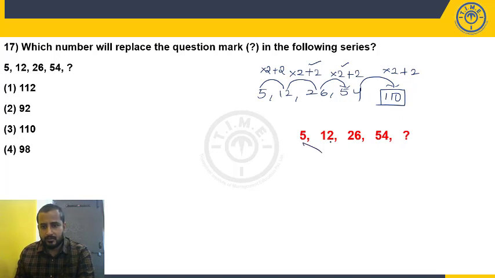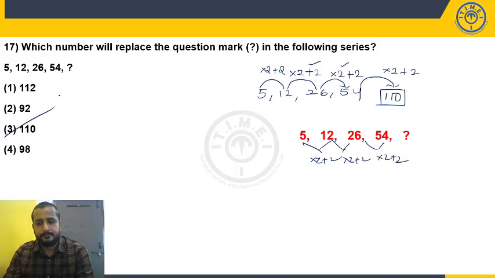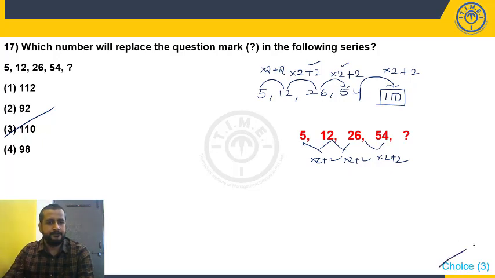So anyway, we have this: into 2 plus 2, into 2 plus 2, into 2 plus 2. 110. Choice 3. Very simple one. Choice 3. Next.